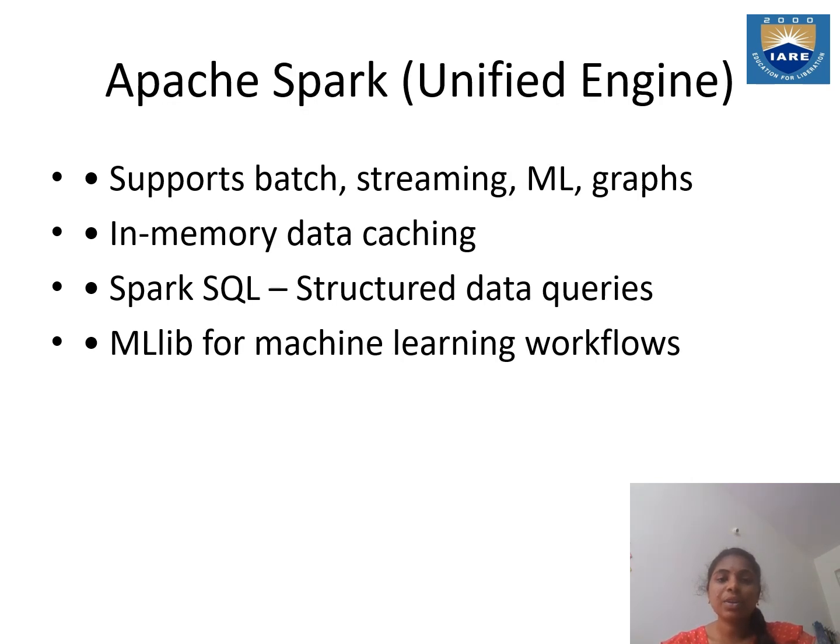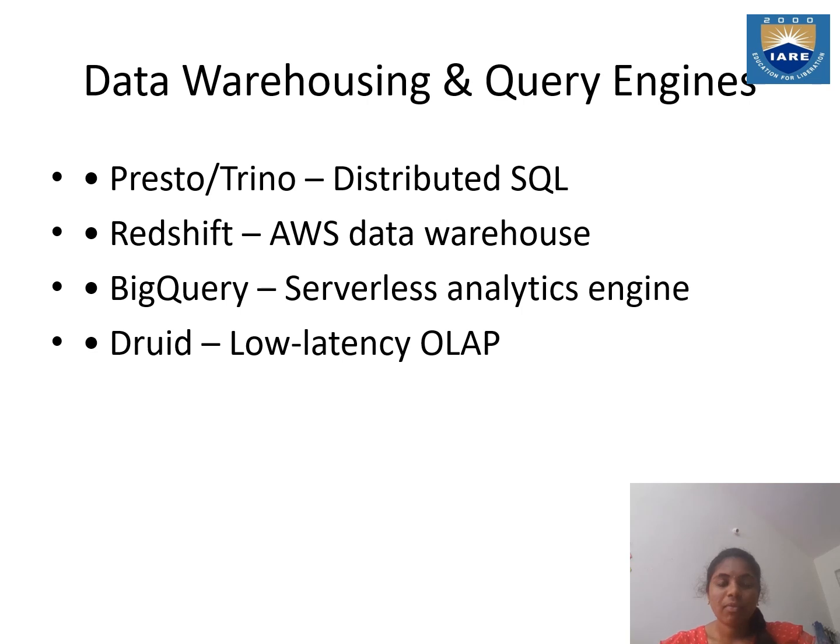The Apache Spark Unified Engine supports batch, streaming, ML, and graphs, with in-memory data caching, Spark SQL for structured data queries, and a machine learning library for machine learning workflows. This is about Apache Spark, which supports SQL and machine learning libraries to unify the engine and streaming process with in-memory data caching.